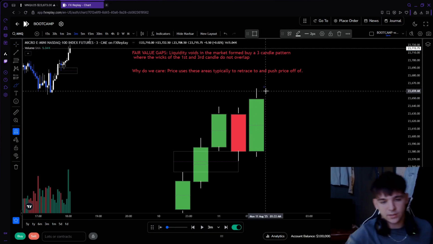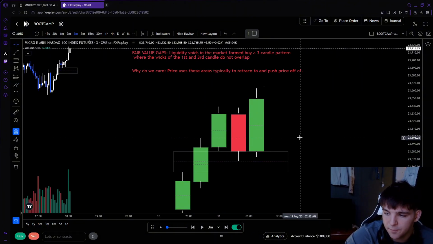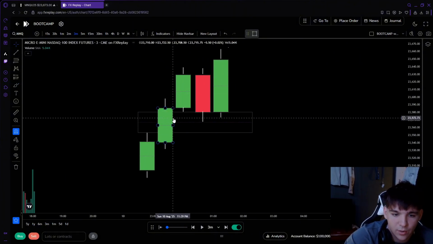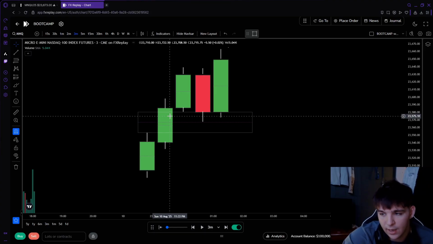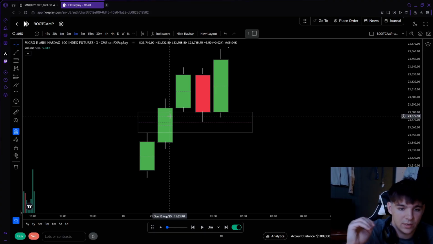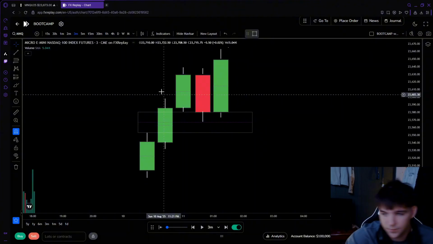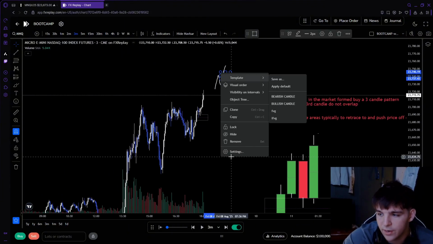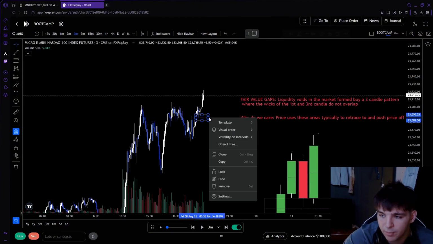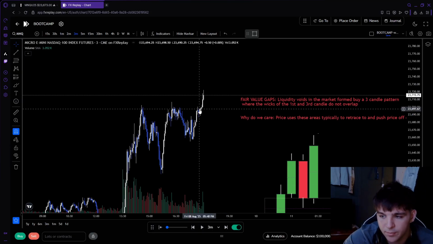So what we're looking for is basically for price to make this fair value gap right here, right? This void in price where the wicks don't overlap with the second body, and then we're looking for price to rebalance these ranges and then to push off of it. So we're going to go over a bunch of examples. This isn't a very hard concept. People overcomplicate it a lot, but it's a lot simpler than a lot of people make it.